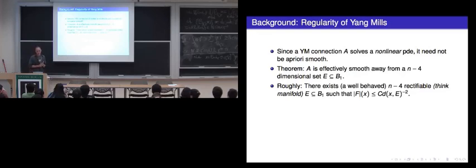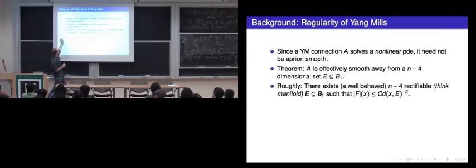Roughly speaking, you view this bad set as being n-4 rectifiable, and for the sake of our conversations, if you don't like that word, it means n-4 manifold. Slightly closer to realistic is that n-4 rectifiable means an n-4 manifold away from a set of measure 0. Where this gets bad is that the measure 0 set doesn't need to be closed, so there's no topology being associated. You're just throwing some measure 0 set out of a manifold.